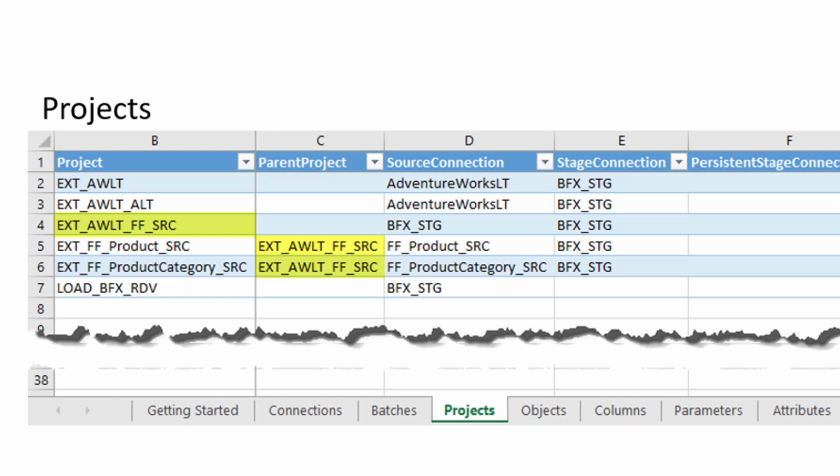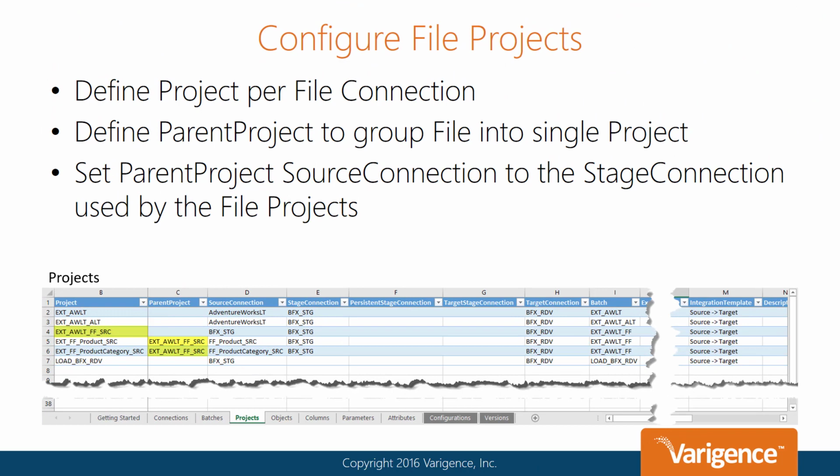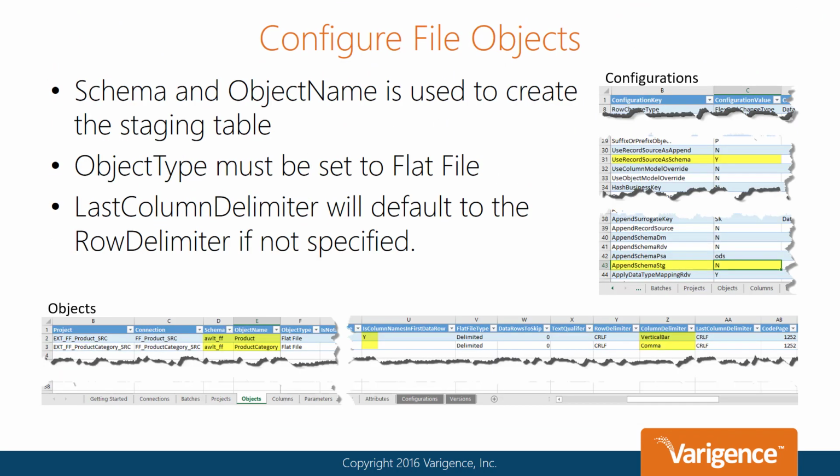However, because I want to have these two separate files be part of a parent project, so they are part of the same batch and same project, we then define a project and we assign the parent project to that. And again, I'll show that to you. When we configure the objects, a couple of things to note here, and I'm going to go in the demo, I'm going to show you some of the stuff here.